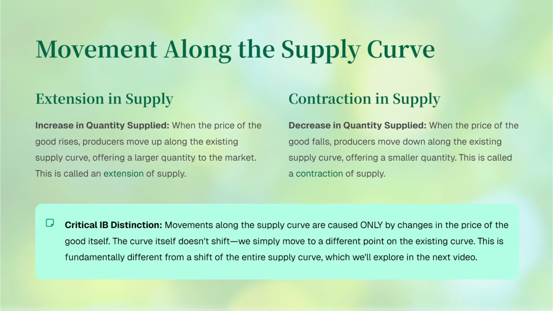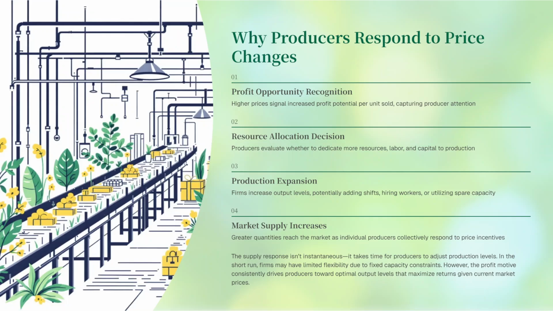Critical IB distinction. Movements along the supply curve are caused only by changes in the price of the good itself. The curve itself doesn't shift. You simply move to a different point on the existing curve. This is fundamentally different from a shift of the entire supply curve, which we will explore in the next video. Let's see now why the producers respond to the price changes.